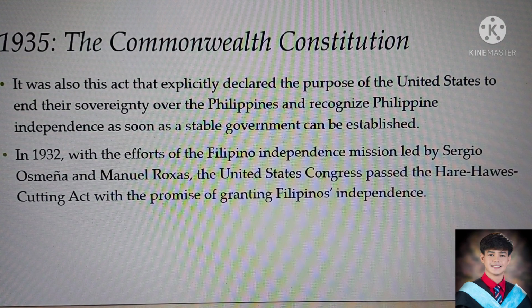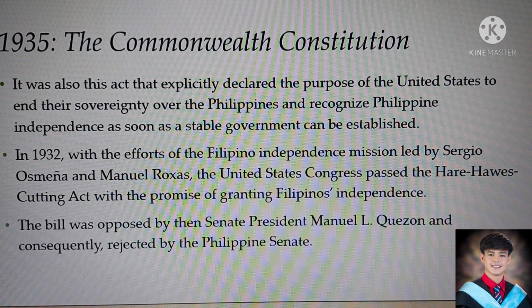In 1932, with the efforts of the Filipino Independence Mission led by Sergio Osmeña and Manuel Roxas, the United States Congress passed the Hare-Hawes-Cutting Act with the promise of granting Filipinos independence. So ito ay, the bill was opposed by then Senate President Manuel L. Quezon and consequently rejected by the Philippine Senate.